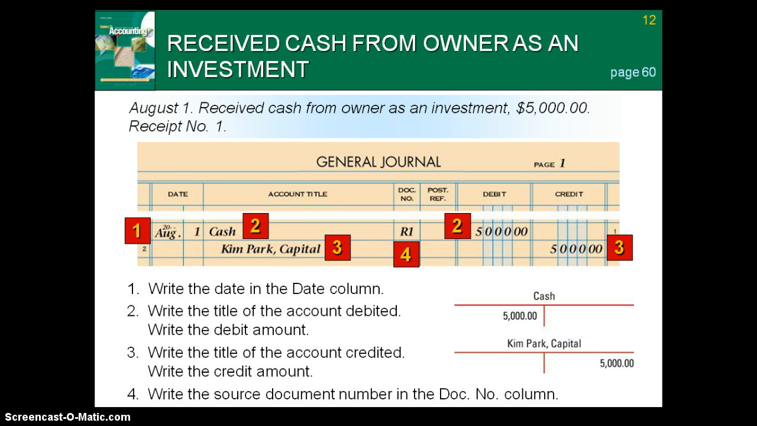Finally, your book says write down the source document last. However, if you want to do it as you go straight across, like I was just saying it, date, debit account, stock number, that's quite all right. It still works out the same.